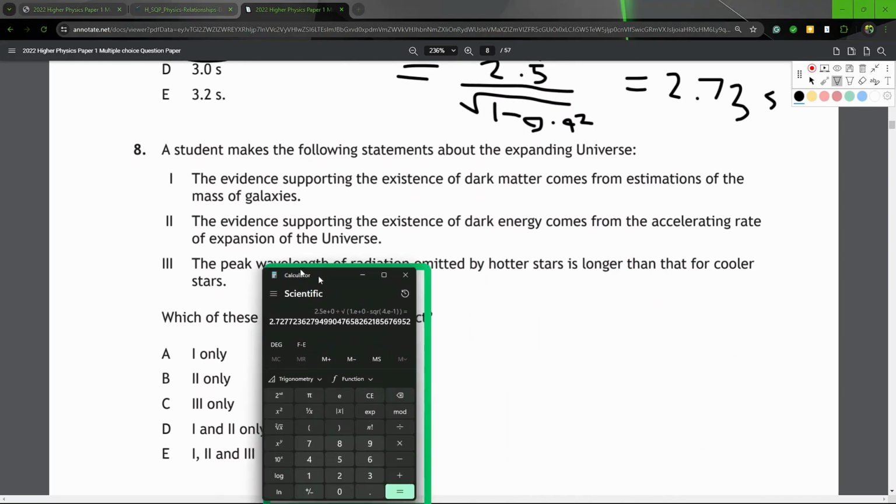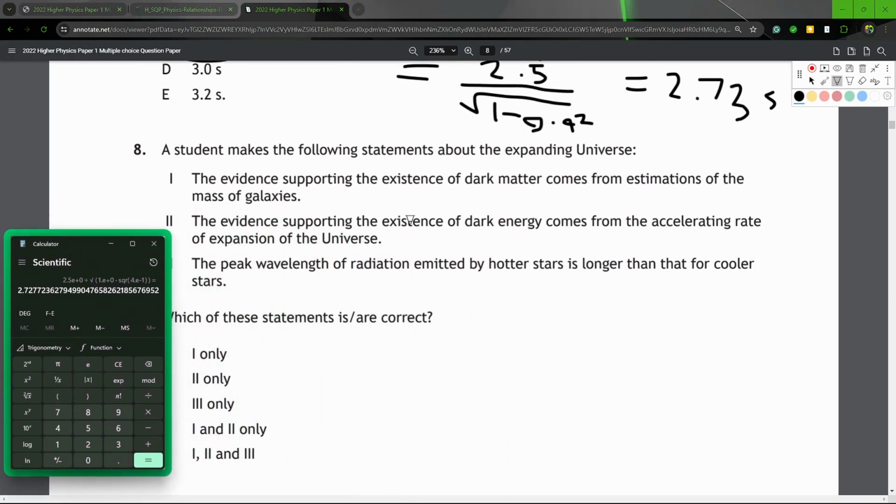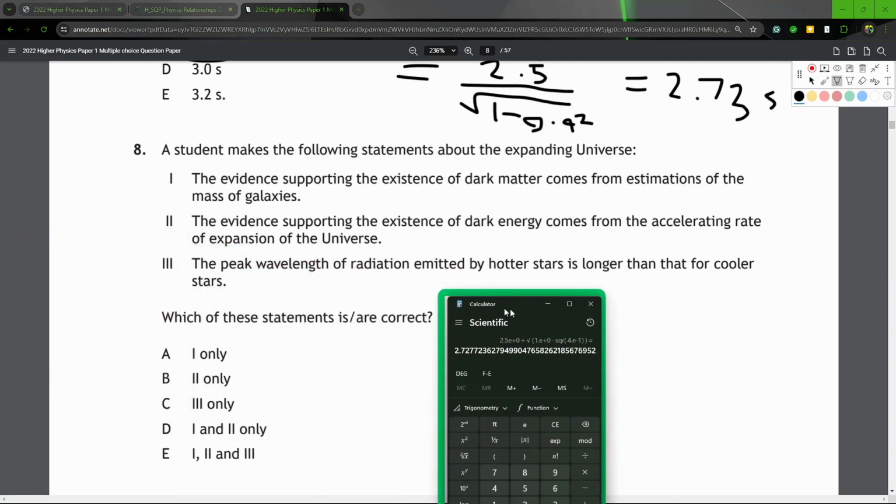Okay, number 8. A student makes the following statements about the expanding universe. The evidence supporting the existence of dark matter comes from the estimations of masses of galaxies. The evidence supporting the existence of dark energy comes from the accelerating rate of the expansion of the universe. And the peak wavelength of radiation emitted by hotter stars is longer than that for cooler stars.